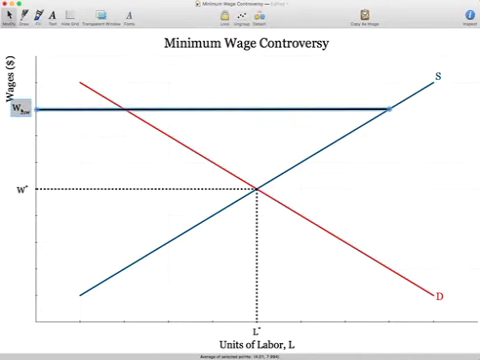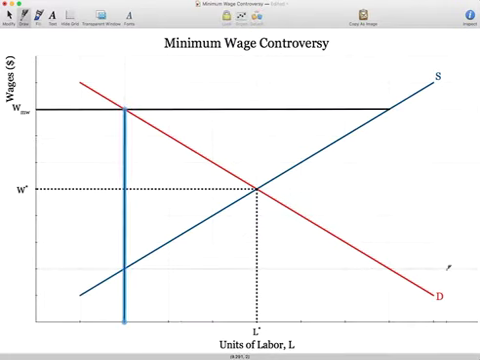So if we follow that minimum wage rate, the first thing we hit is the demand curve. That gives us the number of units of labor that firms will demand at that wage rate. And let me change the color of that and make it a dotted line. So if we follow the minimum wage across, we hit the demand curve. That tells us how much labor is demanded.